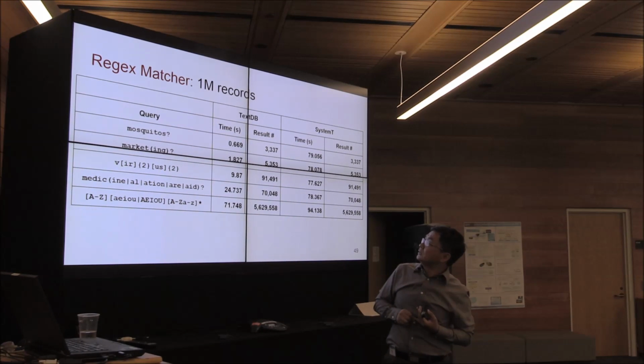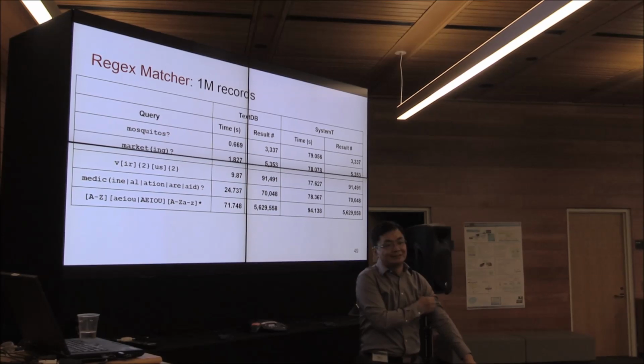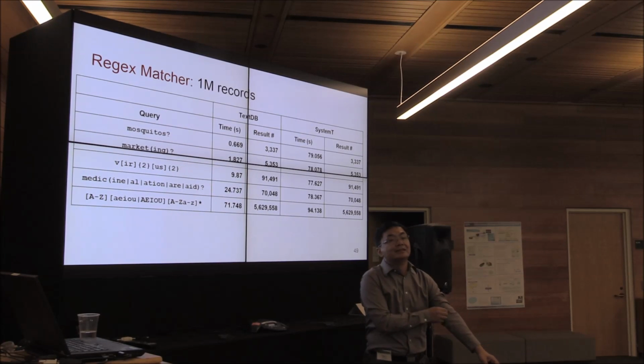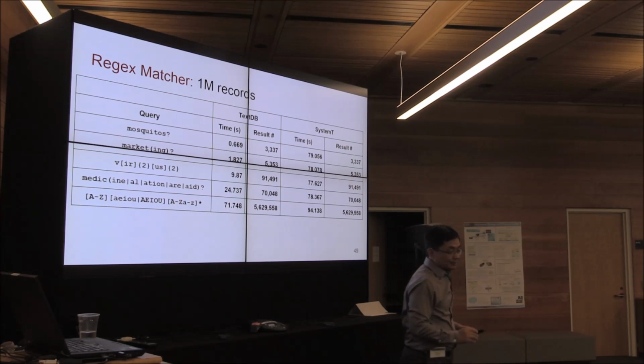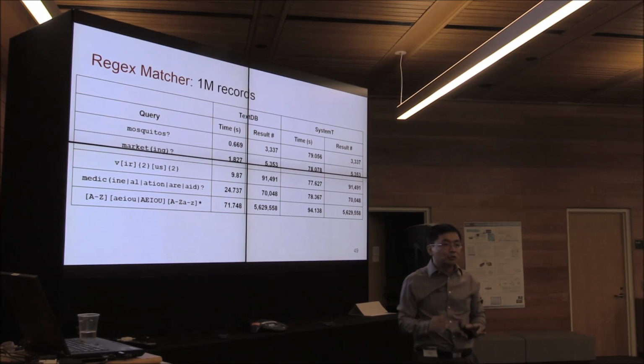Right. For example, for mosquito question mark or marketing, you can rewrite them into a dictionary. Correct. And then the SystemT operator for dictionary is much more efficient than regular expression. That's why the purpose of this comparison is not to show we are faster. That's not the purpose. Just want to give you some numbers.